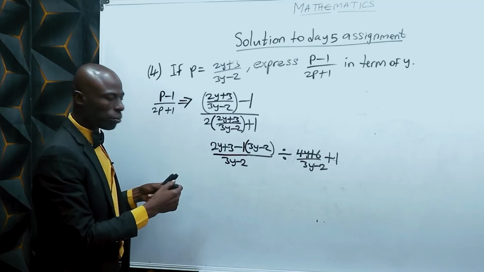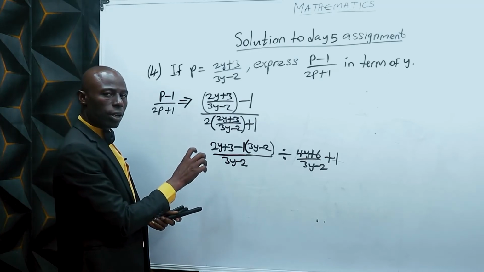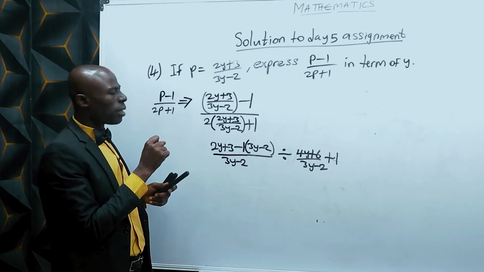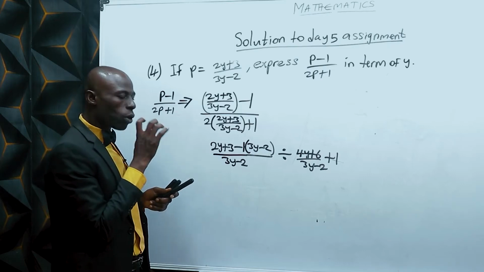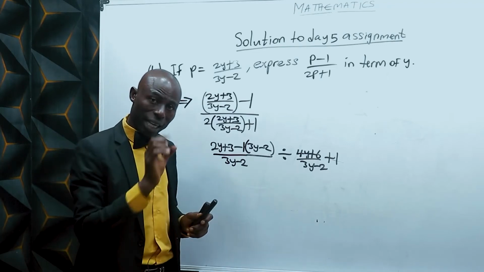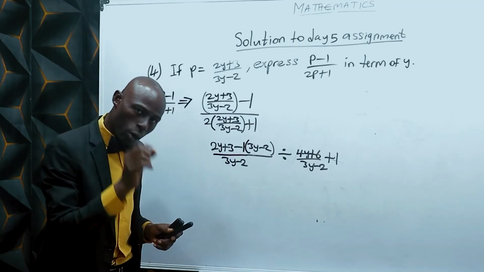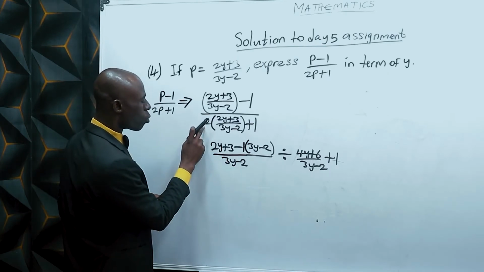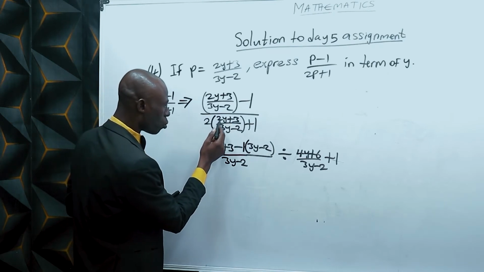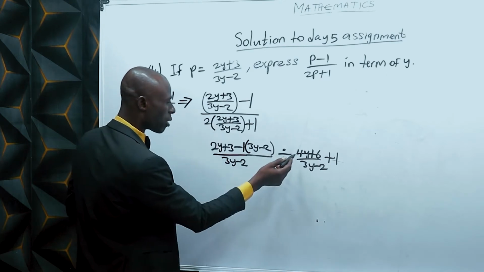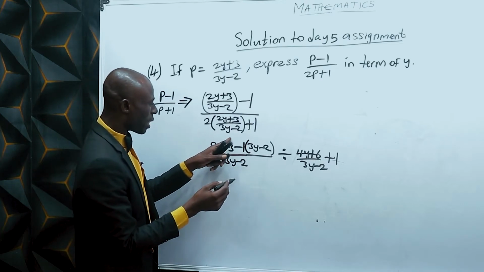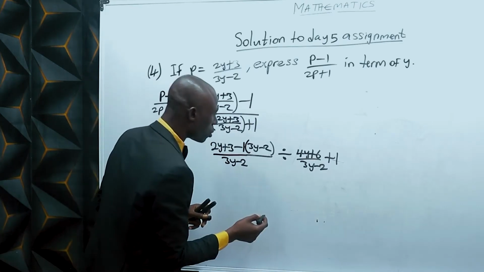Take note of what happens here. Whenever you have to multiply a fraction by a whole number, that whole number will multiply only the numerator of the fraction. Don't forget, that whole number will multiply only the numerator of the fraction. That is why this 2 multiplies only 2y plus 3. It's like I used to open 2y plus 3. So it multiplies 2y to give 4y, but it multiplies plus 3 to give plus 6. It does not affect the denominator. That is how we use it.